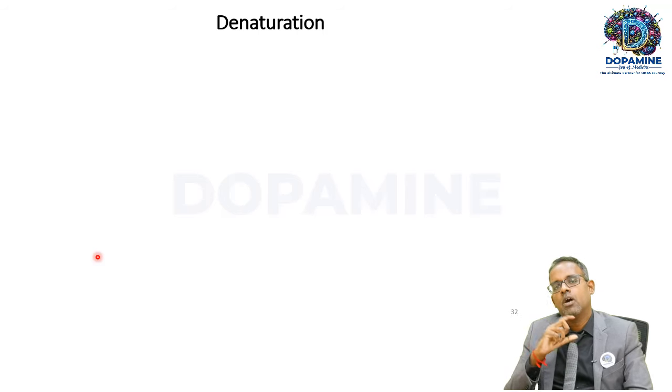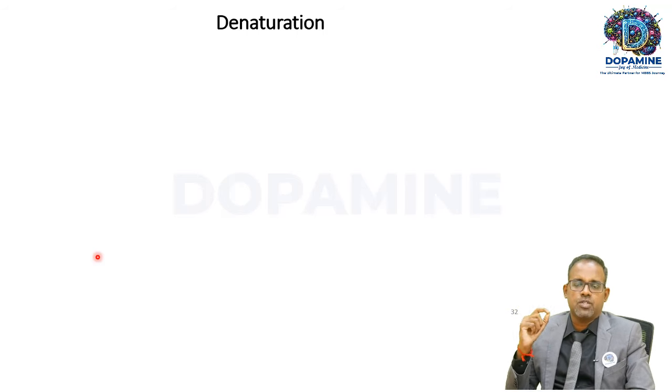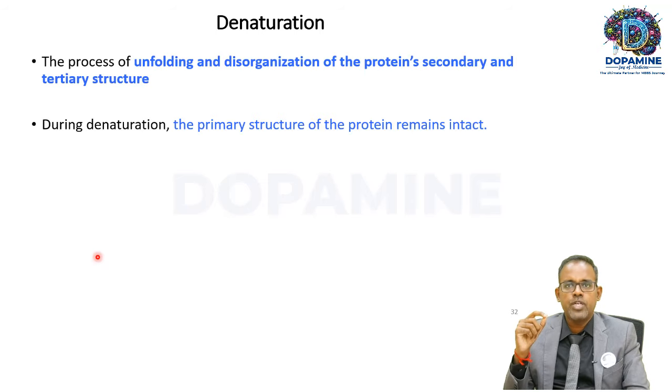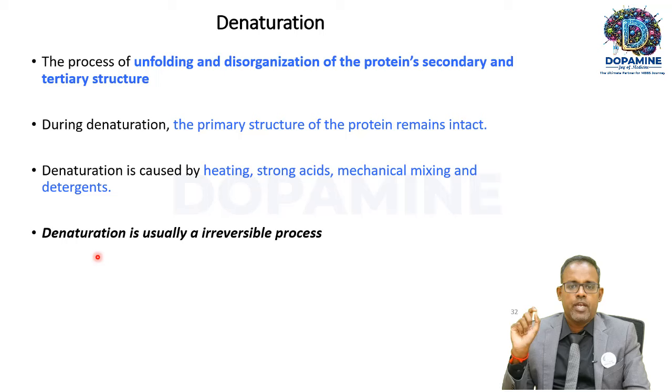Now, there's one process called denaturation. What is denaturation? Denaturation is a process where the protein will lose its secondary structure, tertiary structure and quaternary structure. Only the primary structure will be intact. This process of unfolding and disorganization of the protein's secondary, tertiary and quaternary structure is called denaturation. Denaturation is caused when you subject that protein to heating, or treat it with strong acids, or mechanical mixing, or detergents.